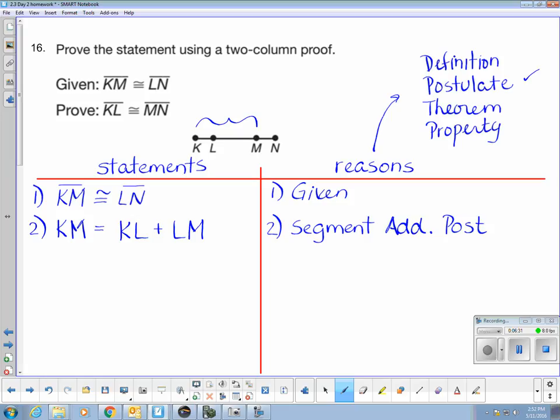So there we've used a postulate. Now, by the same reasoning, I can also break down segment LN into its 2 parts. So in the same step, I'm going to say that the measure of segment LN is made up of the measure of LM plus MN. And because I used the segment addition postulate for that statement, I'm going to keep number 2 the same reason.